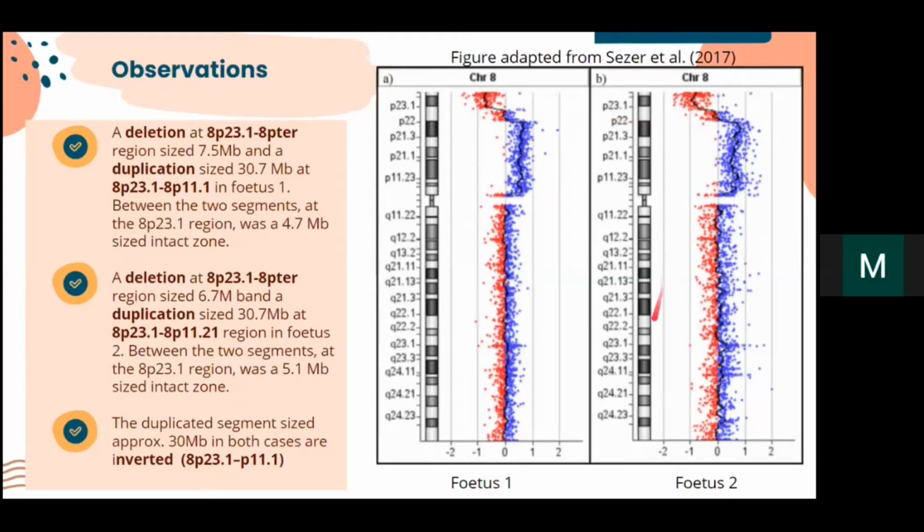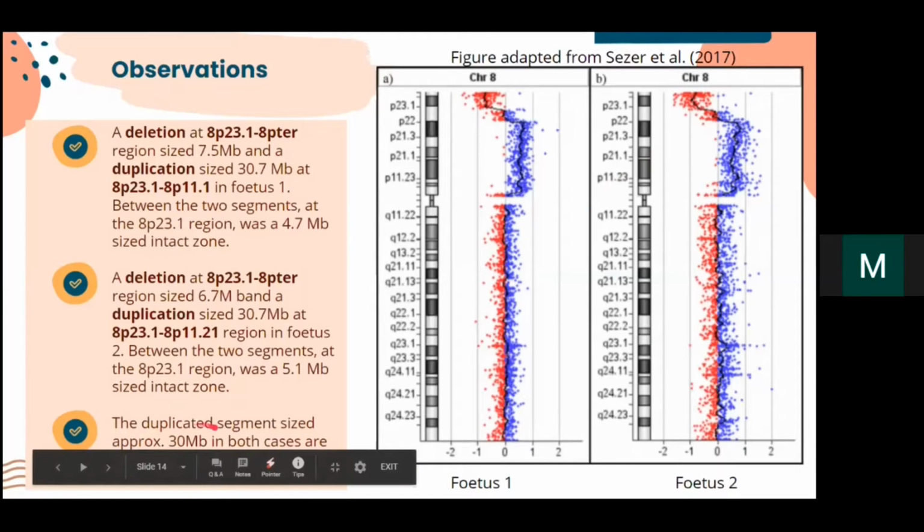And the same can be observed in fetus 2, a deletion at the same region, but differently sized, 6.7 MB, and a duplication of the same size and at the same region in fetus 2. And there is also the intact zone in between the deletion site and the duplication site. Okay, so the duplicated segment is approximately 30 MB in both cases, and it can be seen that it is inverted.